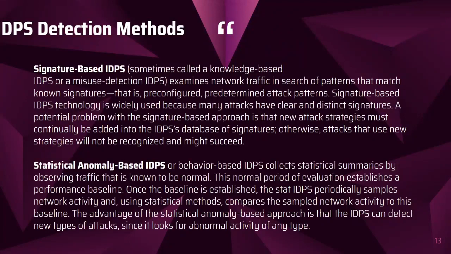The other method is the statistical anomaly-based IDPS, also known as behavior-based IDPS. It collects statistical summaries by observing traffic that is known to be normal. This normal period of evaluation establishes a performance baseline. Once the baseline is established, the stat IDPS periodically samples network activity and, using statistical methods, compares the sample network activity to this baseline. The advantage of the statistical anomaly-based approach is that the IDPS can detect new types of attacks since it looks for abnormal activity of any type.